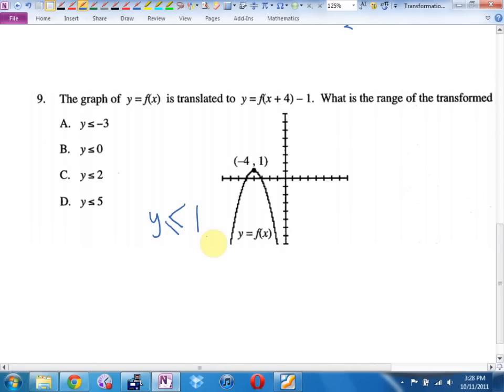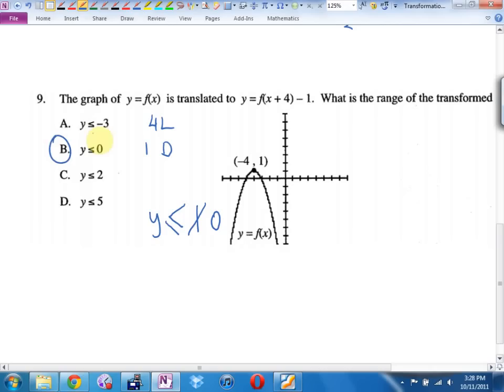Now, how has this been moved, Emily? 4 what? 1 what? With authority. Will a left affect a Y? So I'm going to ignore that. Will a down affect a Y? Yeah, move the range 1 down. There's your new range. Easy, if you think about it the right way.